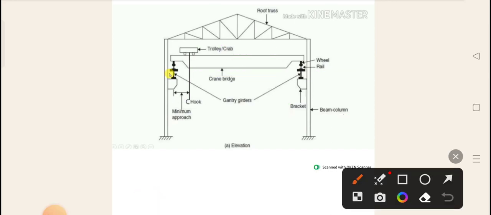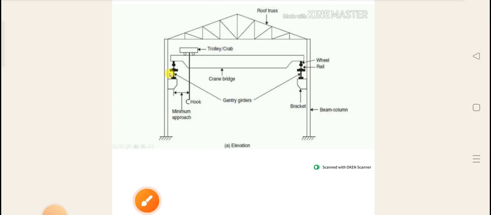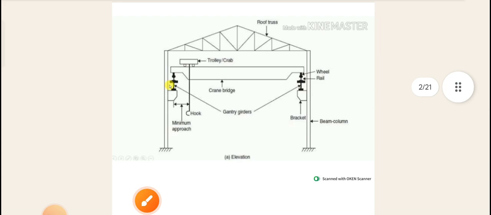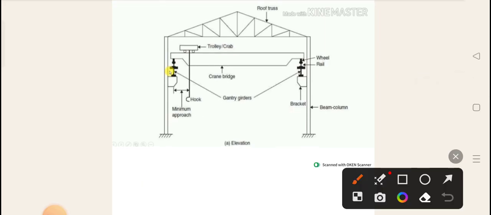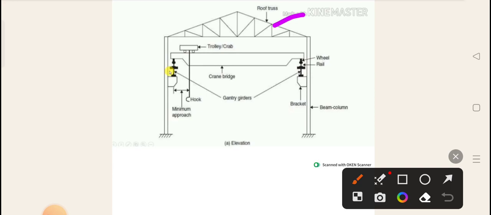So again, this one should be known. What is the minimum hook approach? Usually, if you will not provide the minimum hook approach and you lift some heavy machines, it may hit this wall, or it may hit this column, so it may damage this wall. So that's why the minimum hook approach is to be provided, in order to avoid the collision of this equipment and the damage of this one. Okay, this upper part is called the roof truss.